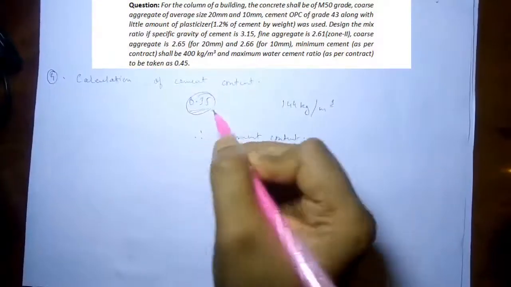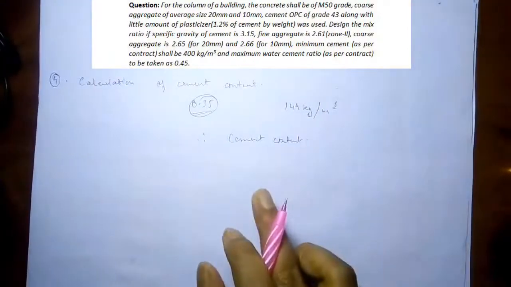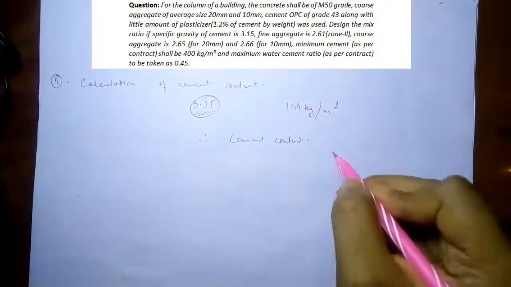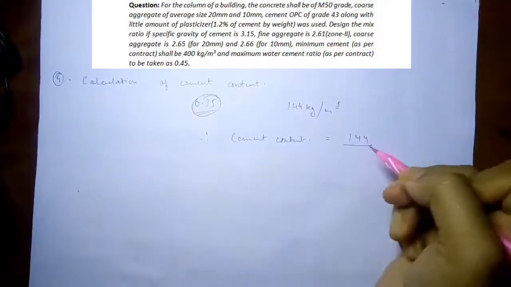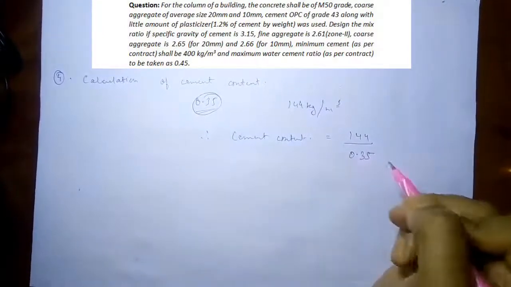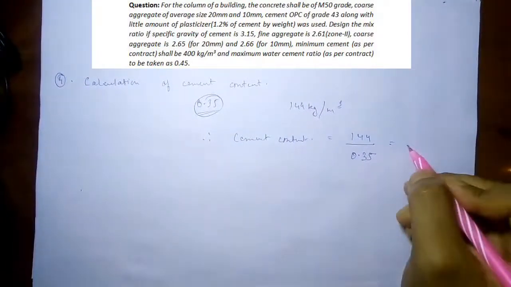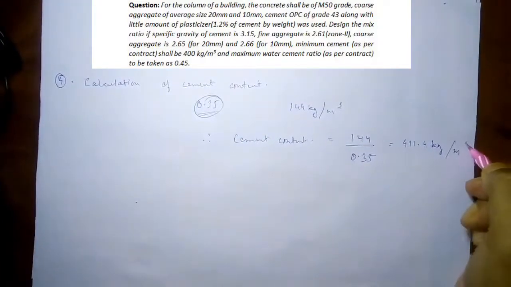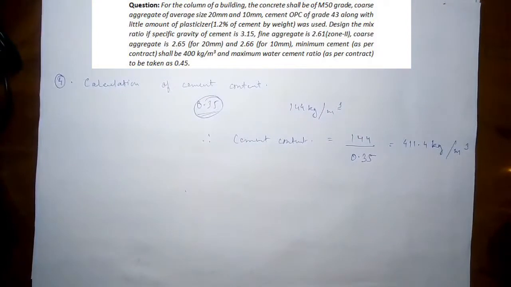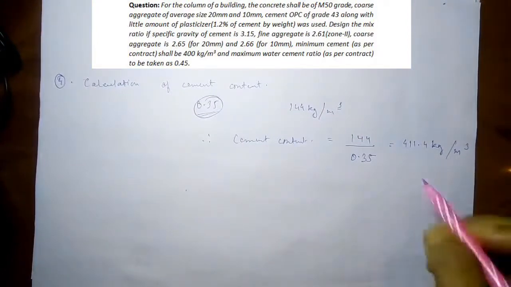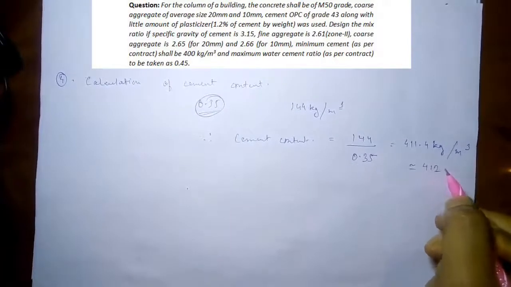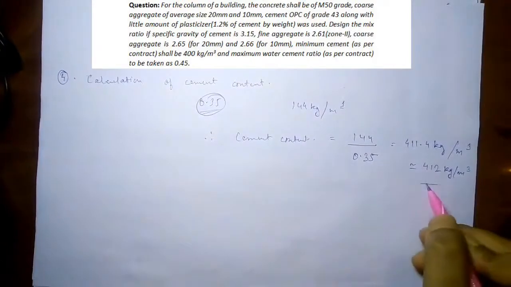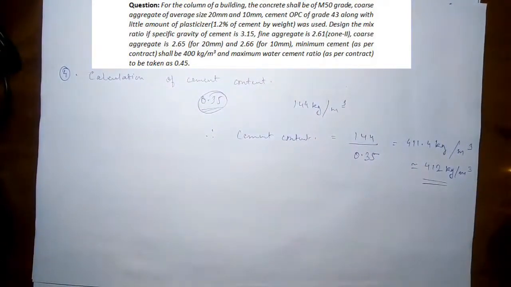So as this is the water to cement ratio, which is 0.35, and the water content we know, therefore if I divide this with this one, we will get the cement content. So that is equal to 144 divided by 0.35, and it is equal to 411.4 kg of cement we will be having, and it is per meter cube. So let us say that it is 412 kg per meter cube. We will just round this up to 412. So this is our approximate cement content.